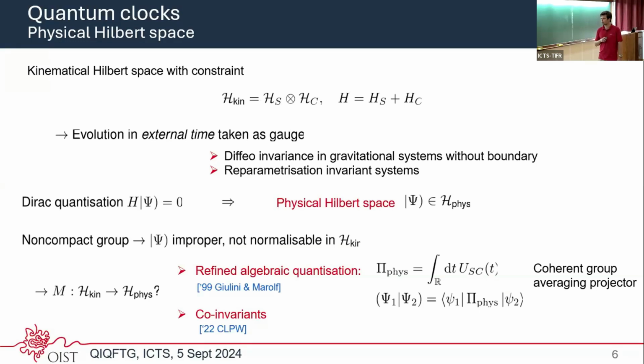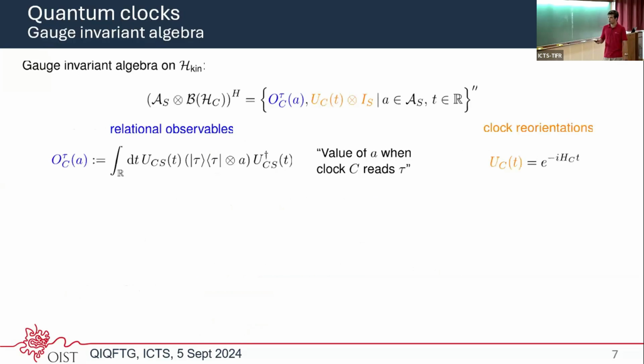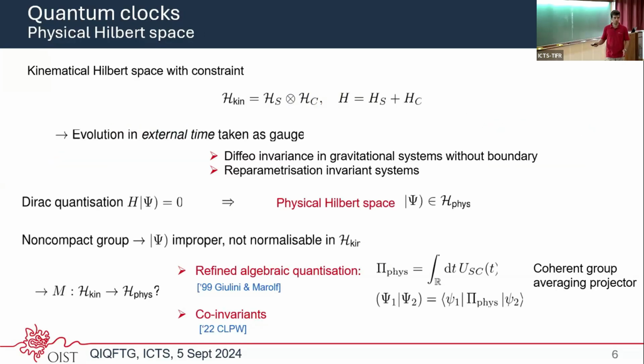Now in CLPW, they took another approach. They defined the co-invariance, which is based on some cohomology of the ghost numbers. I will not explain this because it's not important for what comes, but if you want more information, you can go to that paper. But the co-invariant approach is also a valid approach to define physical states.